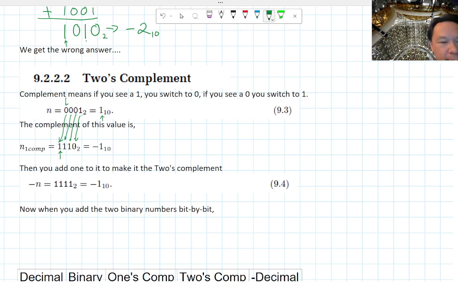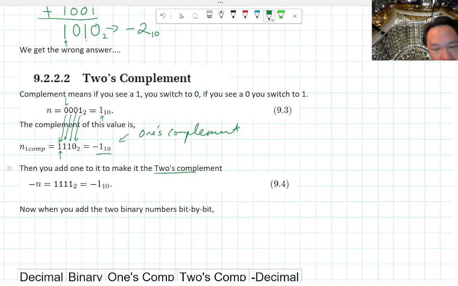And this number is going to represent -1 instead. But before we do that, I'm going to tell you why this happened. We're going to add 1 to it. This is known as the 1's complement.